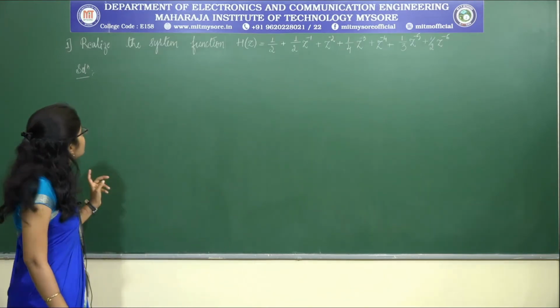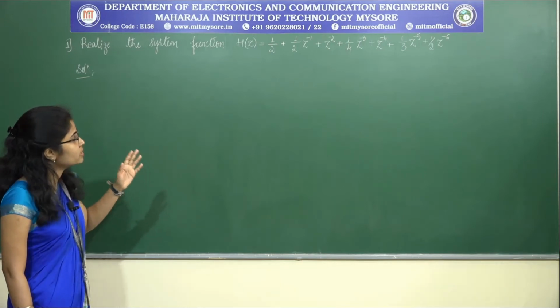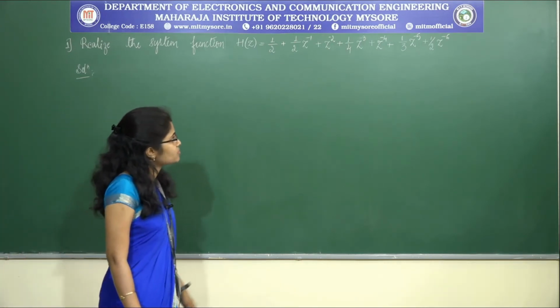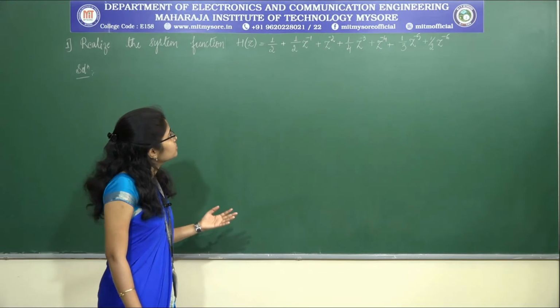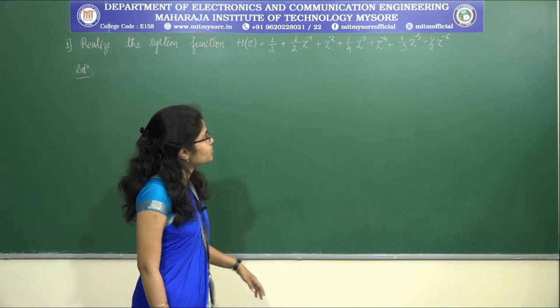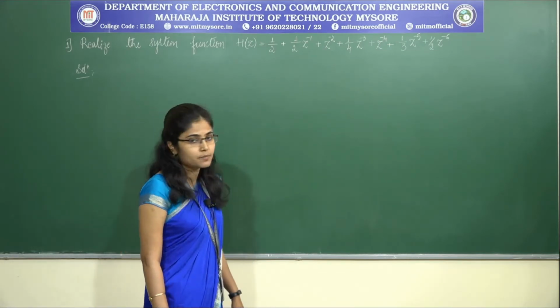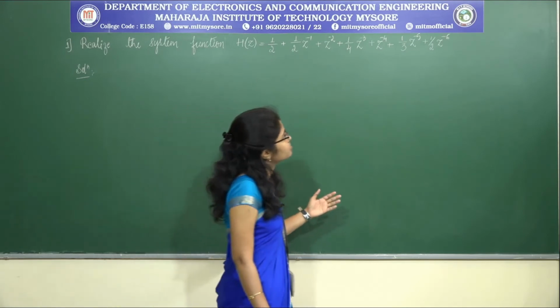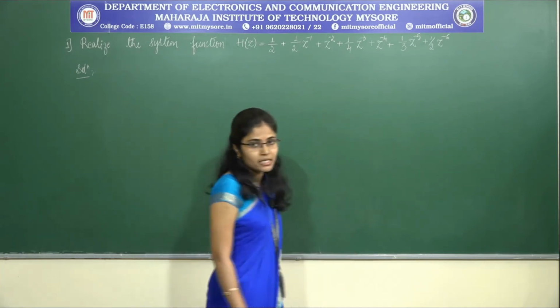The second question is: realize the system function H(z) = 1/2 + 1/2 z inverse + z power minus 2 + 1/4 z power minus 3 + z power minus 4 + 1/3 z power minus 5 + 1/2 z power minus 6.